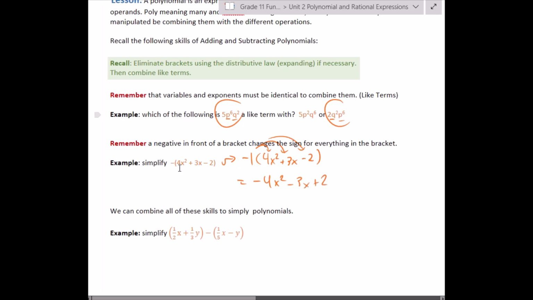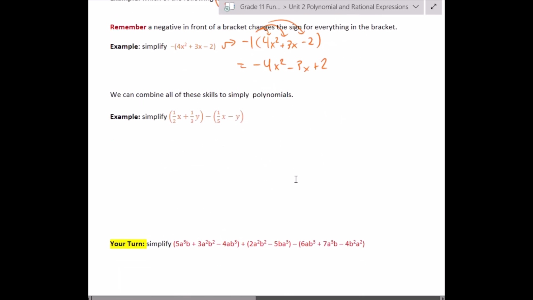Now we can combine these skills to simplify polynomials. So for example, we're going to simplify 1/2 x plus 1/3 y minus (1/5 x minus y) here. So the first bracket here, we have 1/2 x plus 1/3 y. There's really nothing we can do here. Both these are not like terms, and there's no coefficient in front of the bracket. So we can actually remove that bracket entirely. So it's just 1/2 x plus 1/3 y.